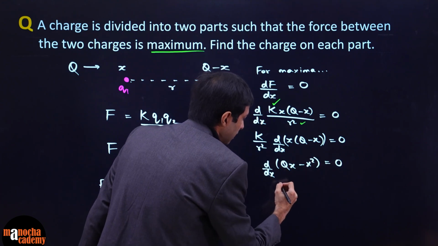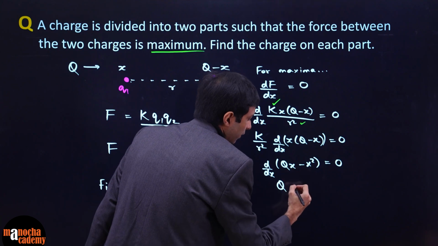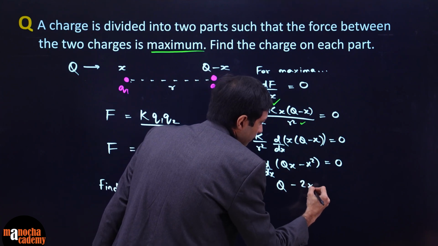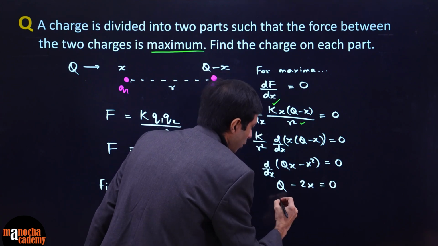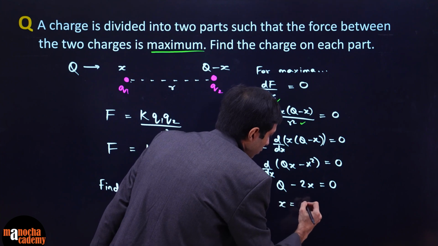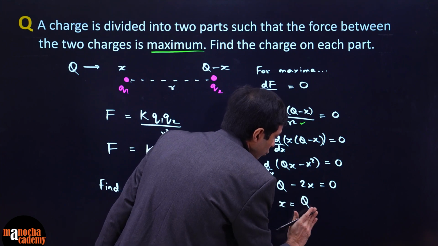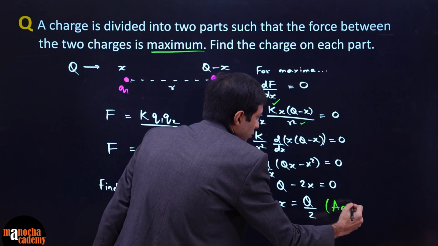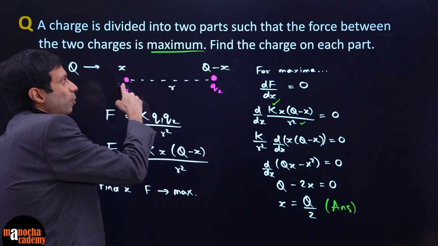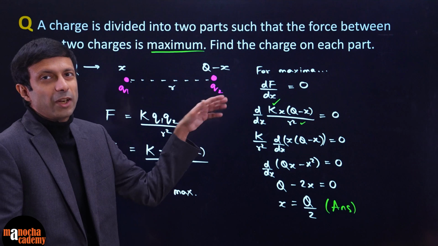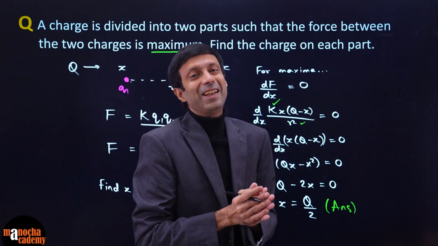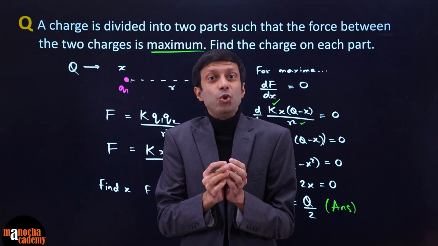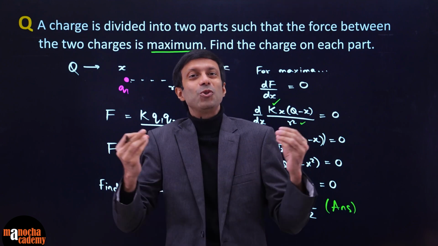d/dx of qx is nothing but q, right? d/dx of x is 1, minus 2x equal to 0. So if you solve this, what do you get? x is equal to q by 2. What does that mean? That the one charge is q by 2, the other charge will be q minus q by 2, which is q by 2. So basically, to get the maximum force, you need to divide your charge into two equal parts.